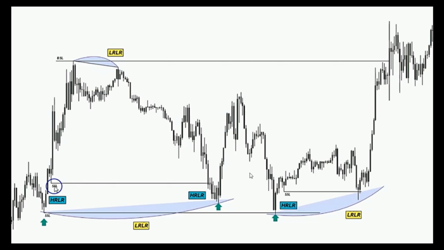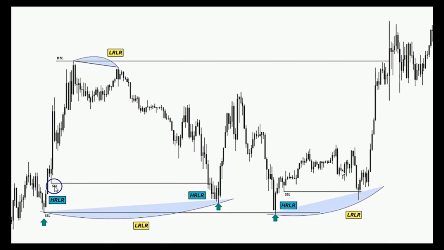Now, this move itself is also an HRLR for us. But here's the catch. Look at this low and this low. What did they just create together? A low resistance liquidity run. Because of that, this can now be used as a target. That's exactly why the price comes back down later and sweeps this low.